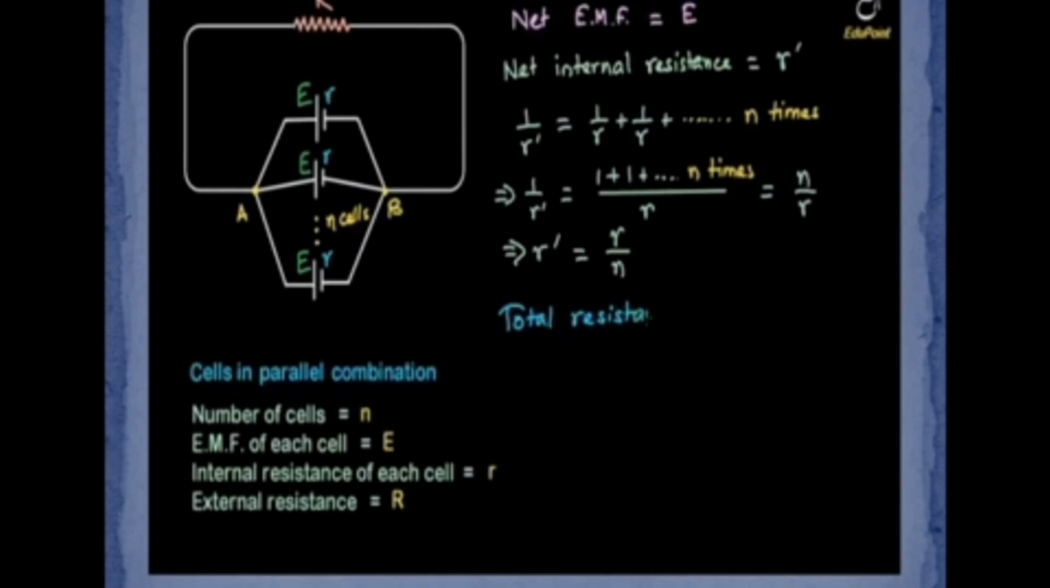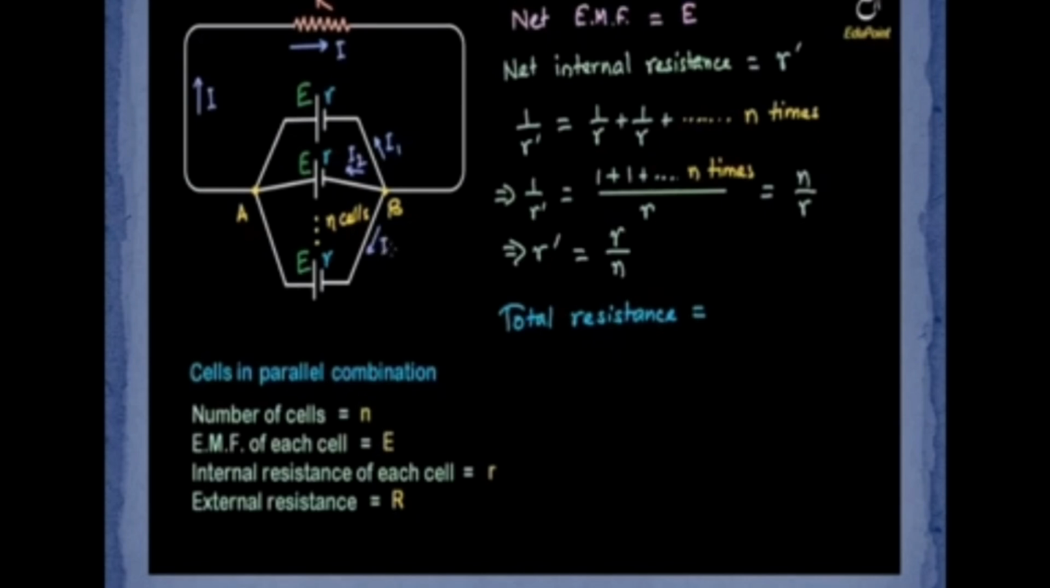Then total resistance means internal resistance plus the external resistance R connected in the circuit. So these are the two resistances, and the two resistors are connected in series. See, here all the internal resistors are connected in parallel, but by adding them you get an effective resistance. That effective resistance and the resistance R are connected in series. So what you have to do is add the two resistance values.